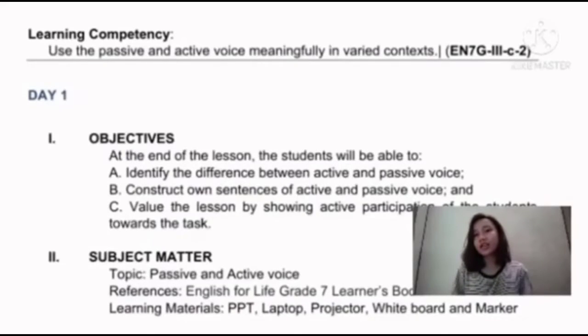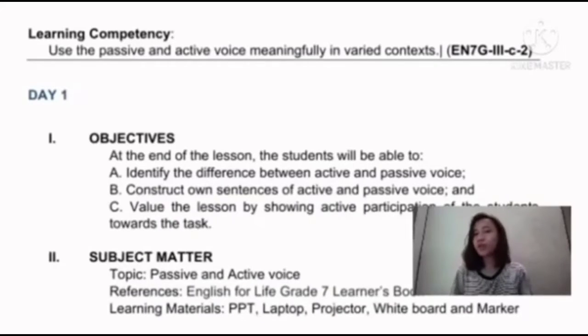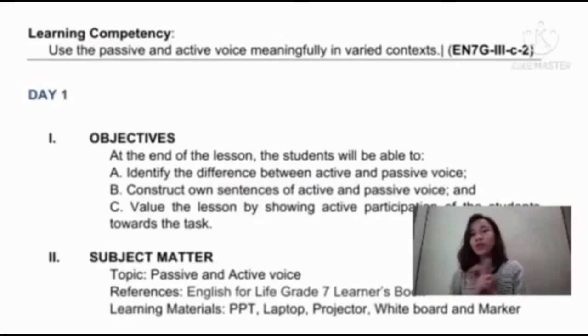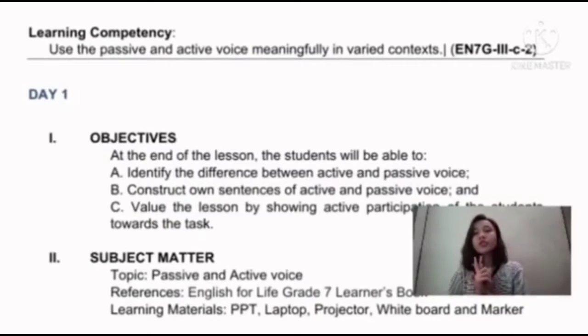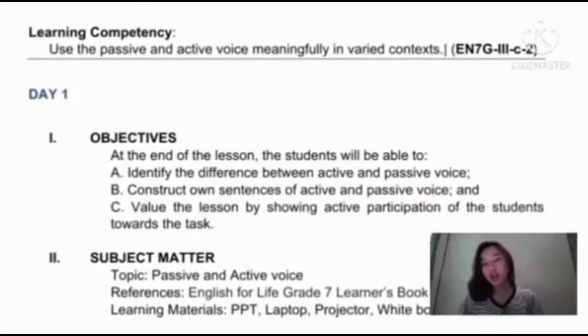Next is the learning objective. So we have 3 learning objectives. First is to identify the difference between passive and active voice. Second is to construct sentences using passive and active voice. And third is to value the lesson. Now let's proceed with the subject matter.